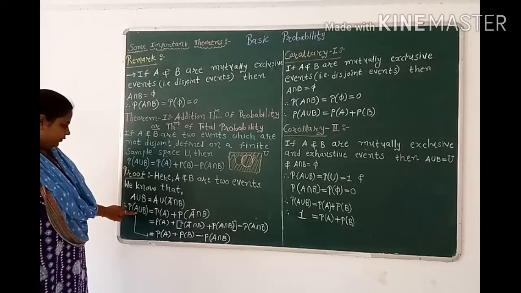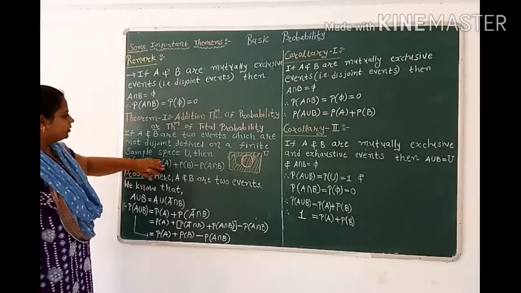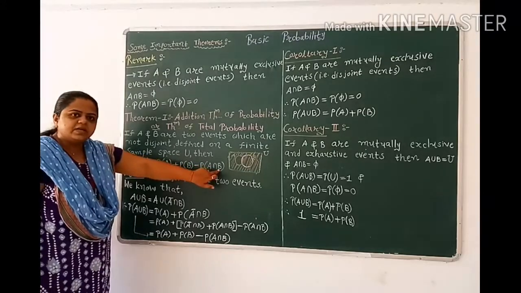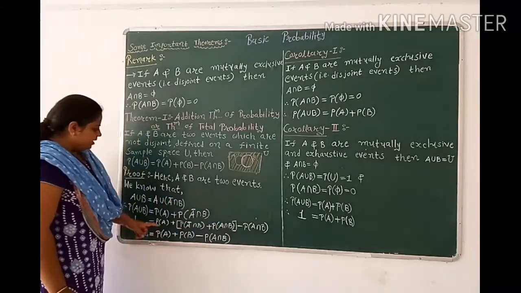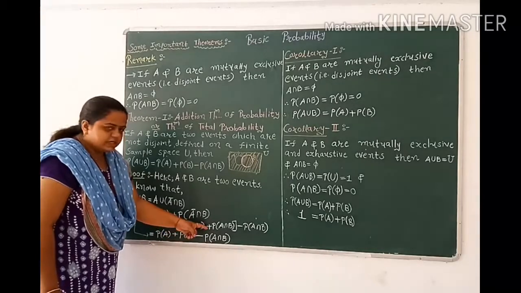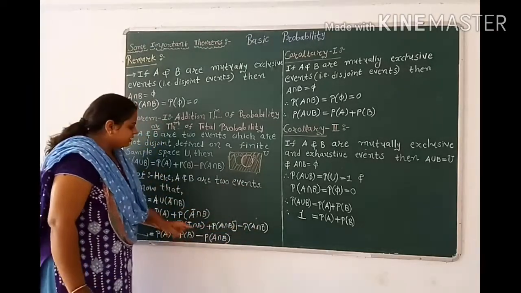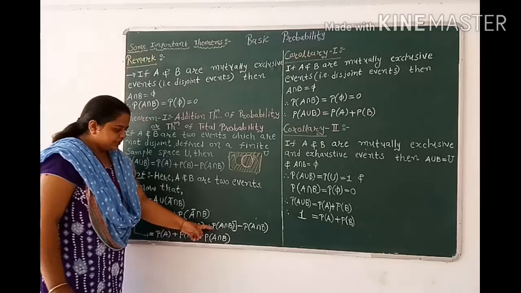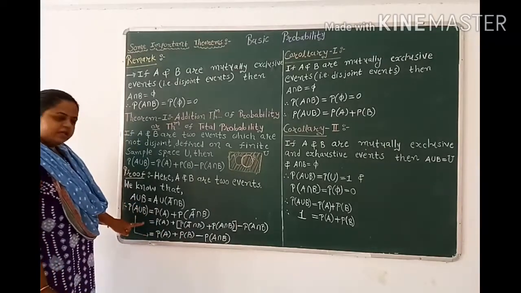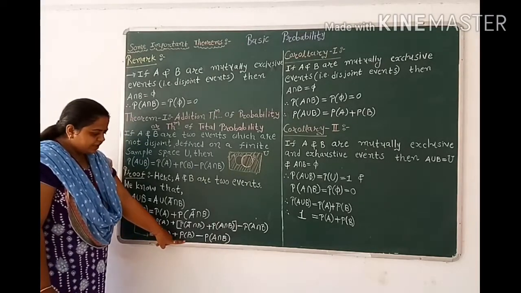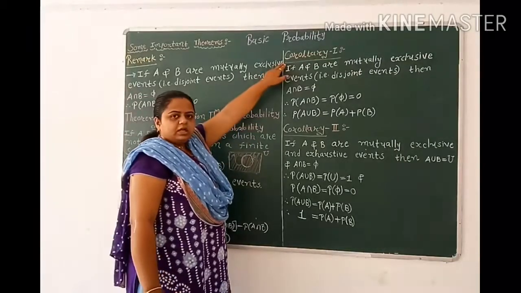Now the probability of A union B equals P of A plus P of A bar intersection B. And for getting P of A intersection B, we add and subtract P of A intersection B. So we get P of A plus P of A bar intersection B plus P of A intersection B minus P of A intersection B. And as we know that P of A bar intersection B plus P of A intersection B equals P of B, we get P of A union B equals P of A plus P of B minus P of A intersection B.